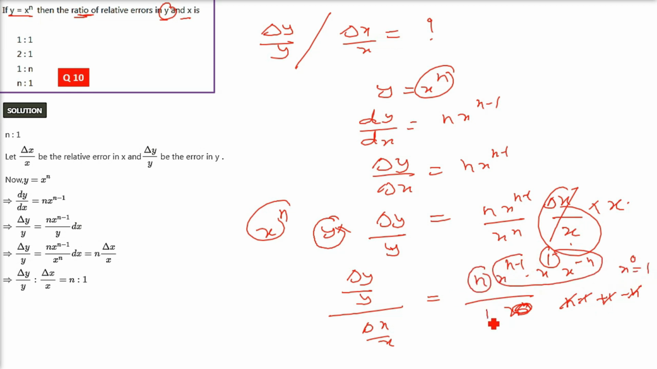What is in the denominator? 1. So the ratio of the relative errors of y and x is nothing but n is to 1, n divided by 1. So it is n is to 1, which is the final output.